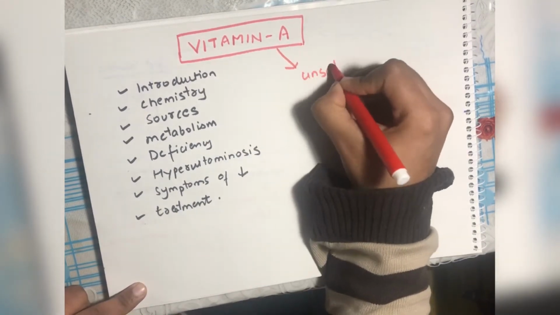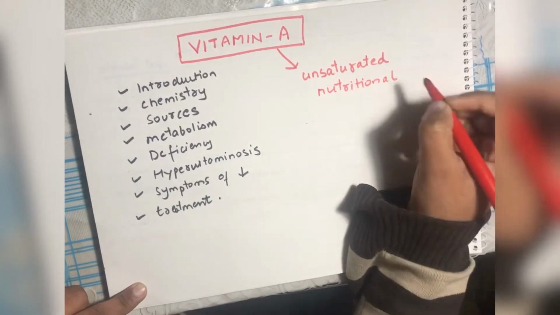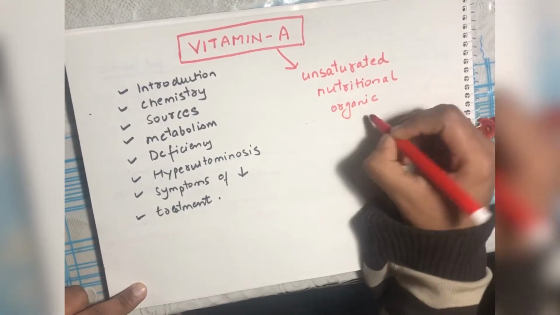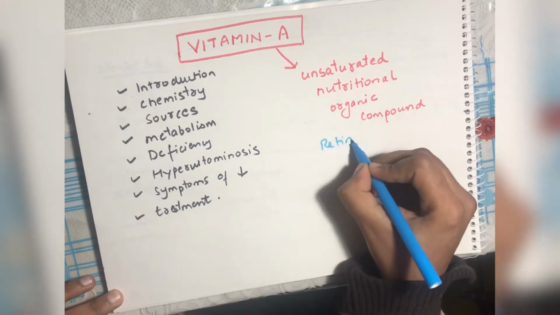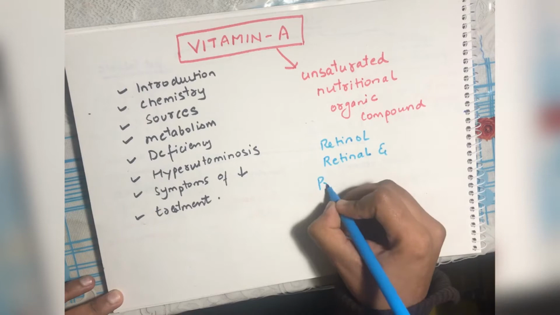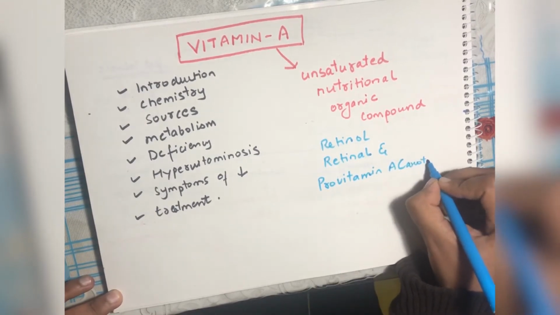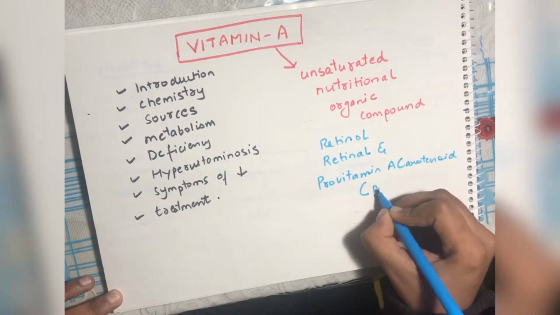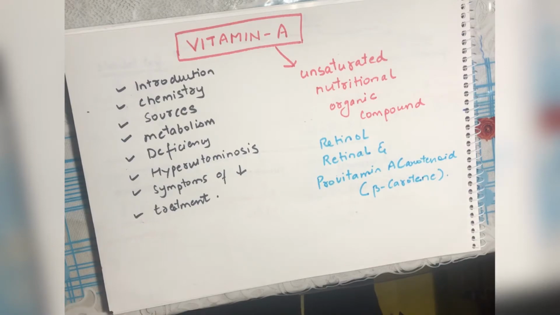Vitamin A is a group of unsaturated nutritional organic compounds that includes retinol. It includes three things, that is retinol, retinal, and several provitamin A, that is carotenoids, mostly the beta carotene. So this is the introductory part, the definition of vitamin A.